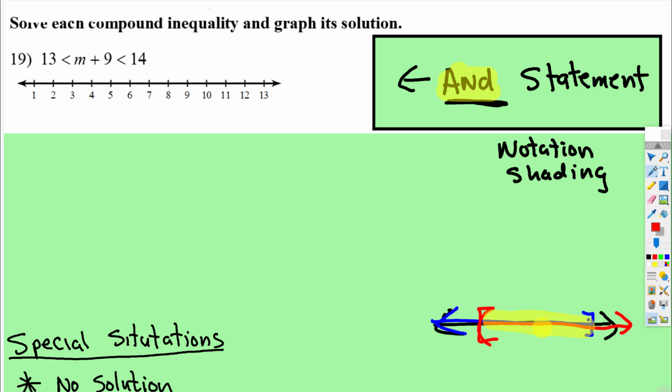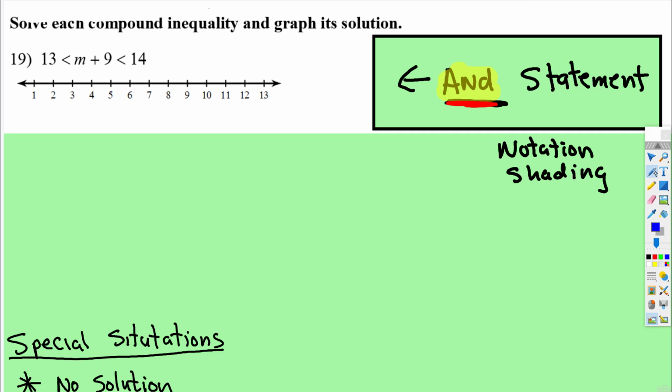Now, in the situation where you have an "and" statement, but instead of overlapping, they go in opposite directions. Well, if this is true, that can't be true. There's no agreement. They don't agree. Then you would have a no solution. So if you have a compound "and" statement and they end up going in opposite directions, then that happens to be a no solution.